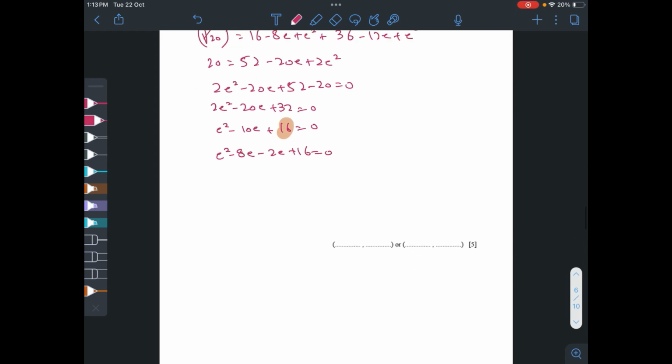Then I take e as the common factor. This becomes e minus 8. I take negative 2 as the common factor. This becomes e minus 8 equal to 0. This becomes (e minus 8)(e minus 2) equals 0. So the two values of e are 2 and 8. Write them over here.